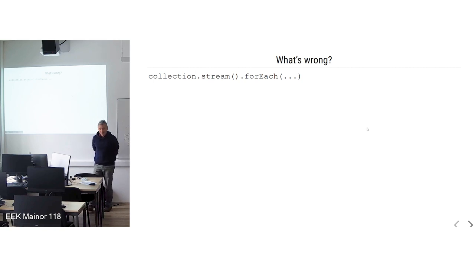We have a collection of elements, and then we collect it, and then we convert it to stream, and then we are running this for each method, so we are going to do something with each element of this collection. So what's wrong here, in your opinion? Can this code be more clear, more performant, more concise? Sorry? We have stream and we like iterating through this stream.